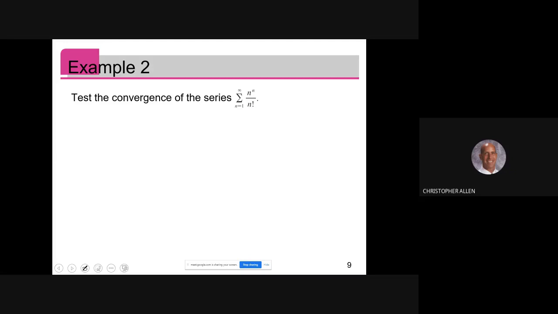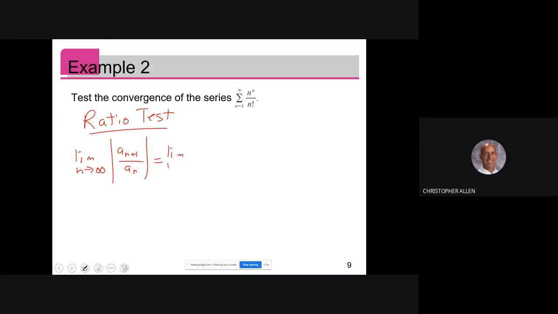Test the convergence of the following series. All right, so we're going to do the ratio test. To do the ratio test, we need to find the limit as n goes to infinity of the absolute value of a sub n plus 1 divided by the a sub n term. Now, in this particular case, is absolute value going to change anything? No, there's no negatives, no alternators or anything like that. But I'm still going to start with this just to reinforce that we're doing absolute value.